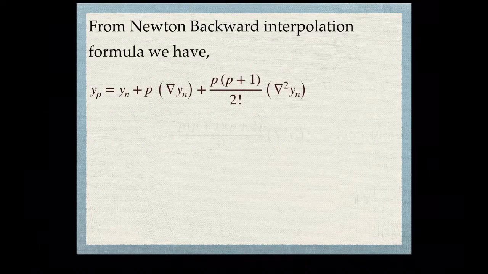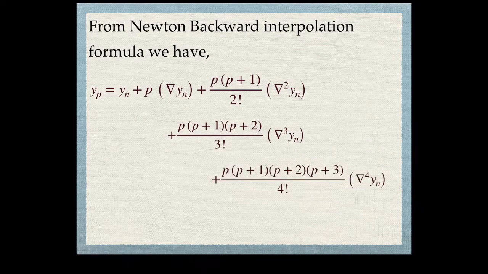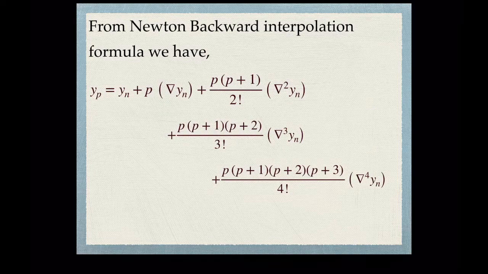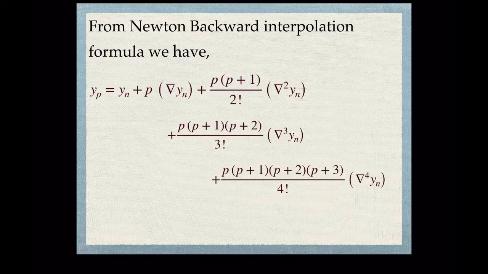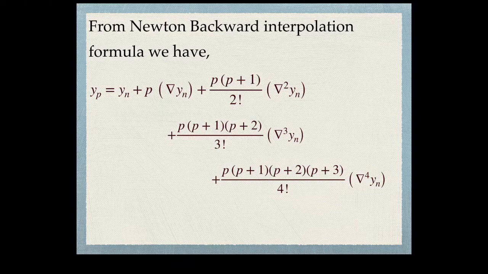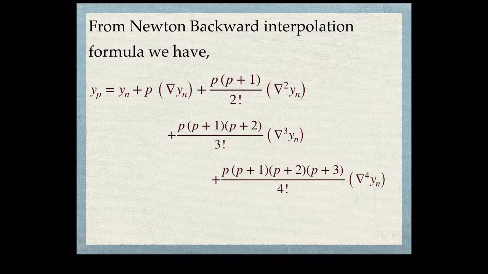So from Newton backward interpolation formula, we have yp equal to yn plus p into del yn plus p into p plus 1 divided by 2 factorial into del square yn plus p into p plus 1 into p plus 2 divided by 3 factorial with del cube yn plus p into p plus 1 into p plus 2 into p plus 3 divided by 4 factorial into del power 4 yn. As we already know, del power 4 yn is 0, so we can directly substitute 0 there, and we need not write it in an elaborated way.